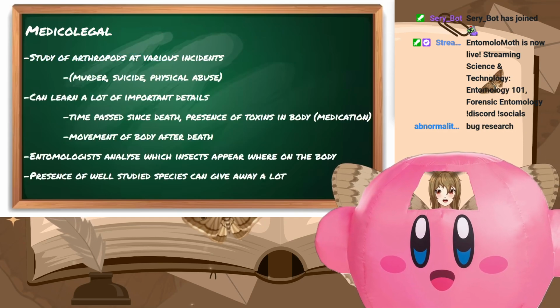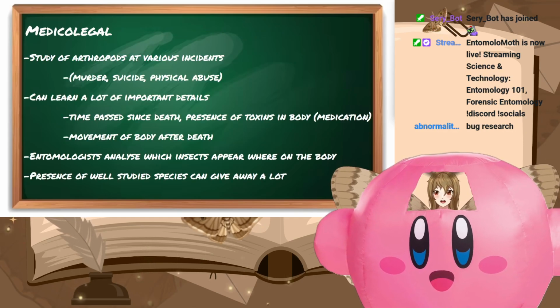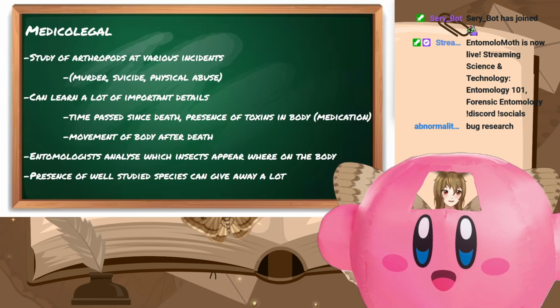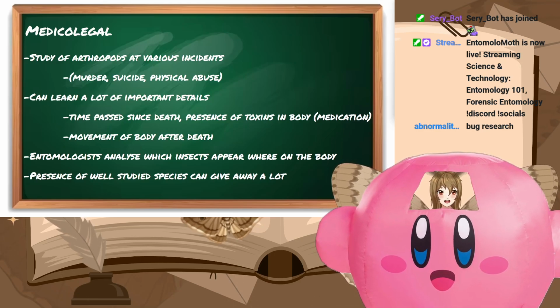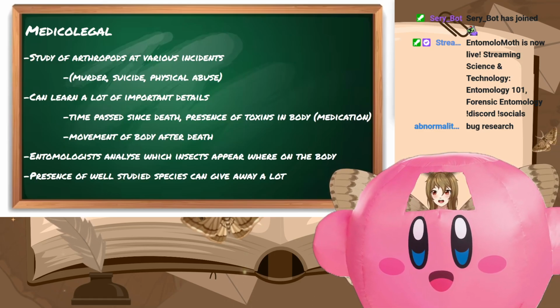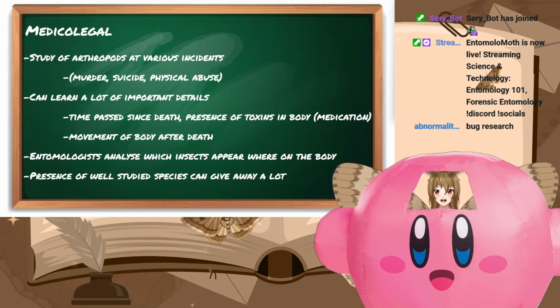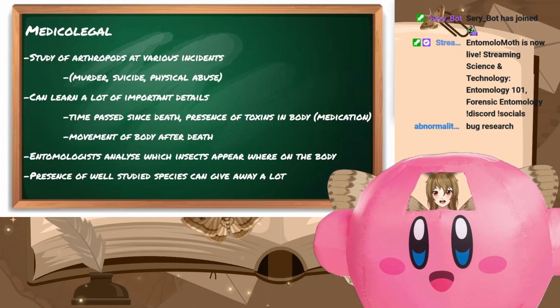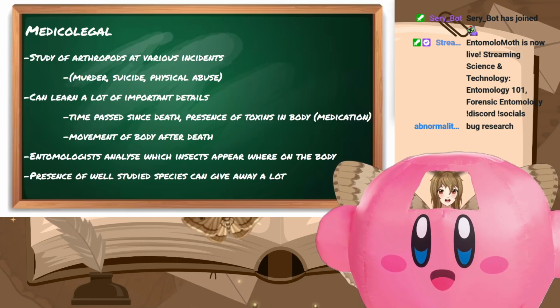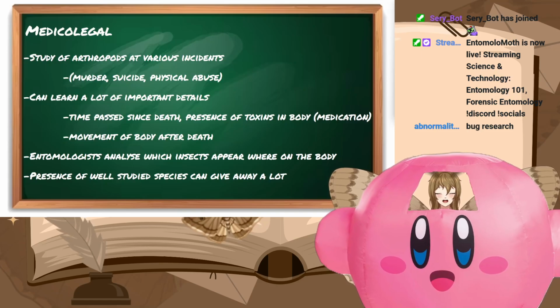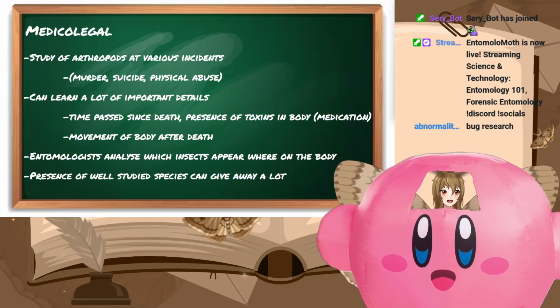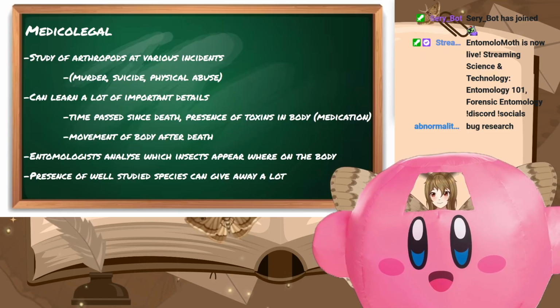Now, let's get to our next actual explanation, where we go over one of the three different kinds of forensic entomology. This is medical legal. It is the study of arthropods at various incidents, which is mostly like murder, suicide, or physical abuse. This is where this gets handy. This is where medical legal specialists get called into it.